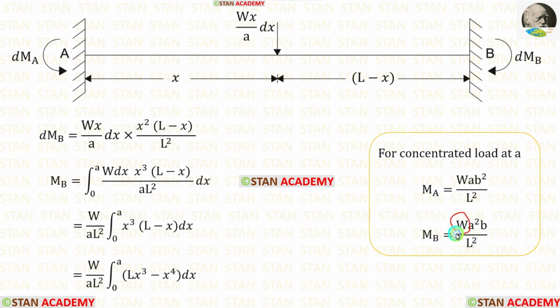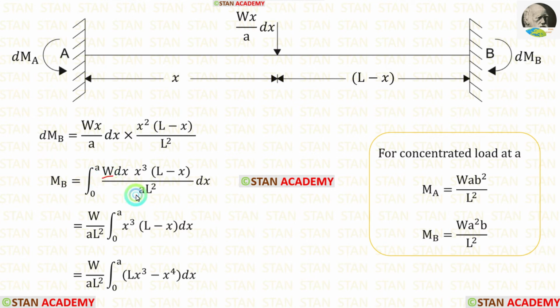Here, instead of W, we have to apply Wx upon A dx. Instead of A, we have to apply X, and instead of B, we have to apply L minus X. From here, to find out MB, we have to make integration. We know that the limits for the integration are 0 to A.